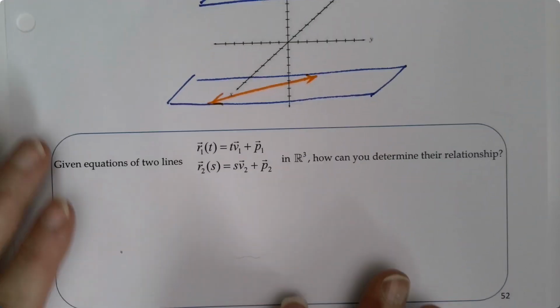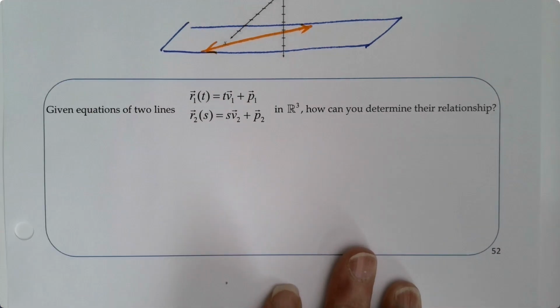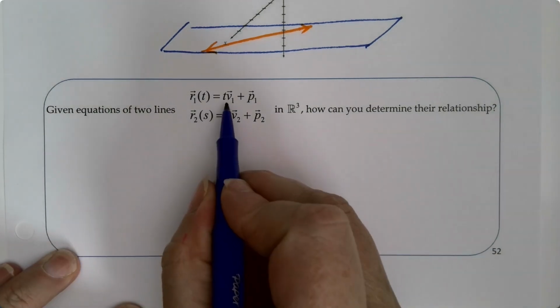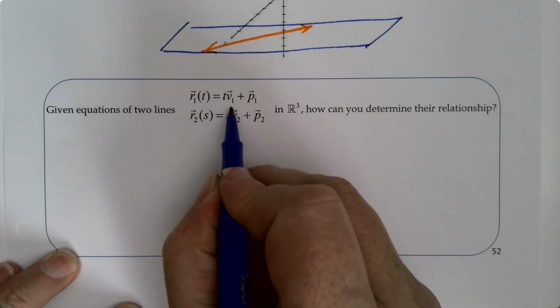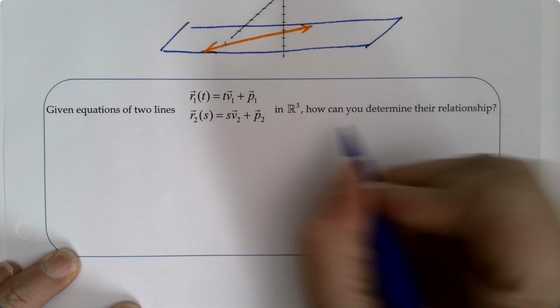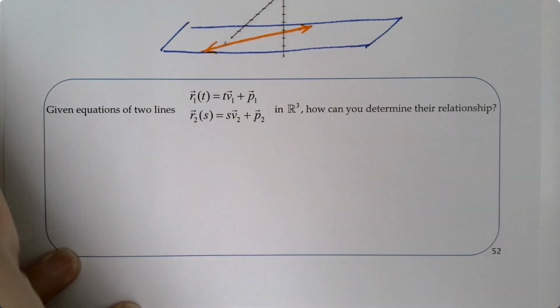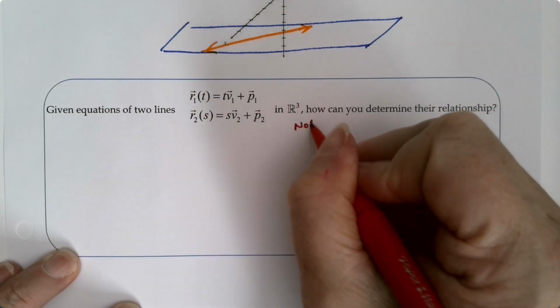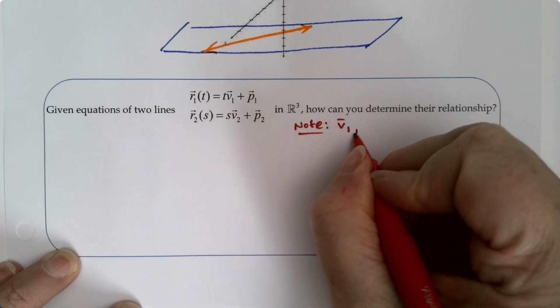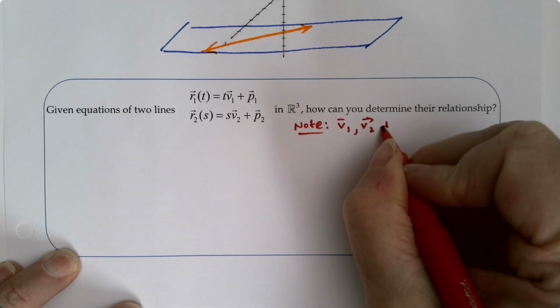All right, so let's see here. Given 2 equations, or equations of 2 lines in 3 dimensions, how can we determine those relationships? Well, there's 2 basic cases. Now notice, the v is the direction vectors. See those? So just make a little note. Because of the location, v1, v2 are direction vectors.